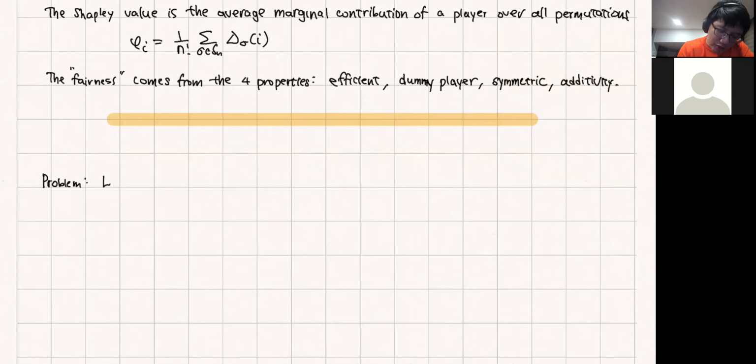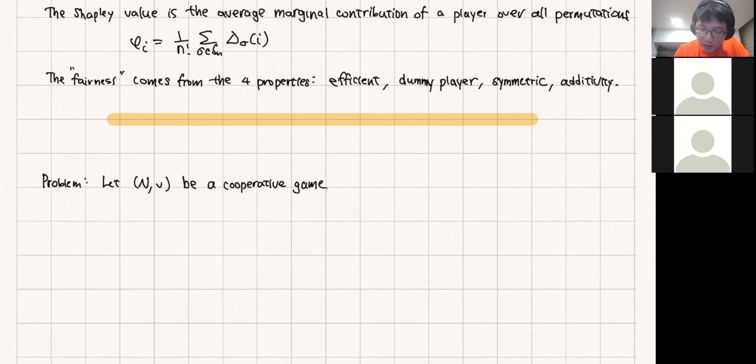We're going to have a cooperative game, N and v, the players and the values of the coalitions. Okay, and we're going to have a particular subset of the players, T. Okay, we will assume that T is at least 1. And so we have a cooperative game, we have n players, and we have a special subset of players inside this.